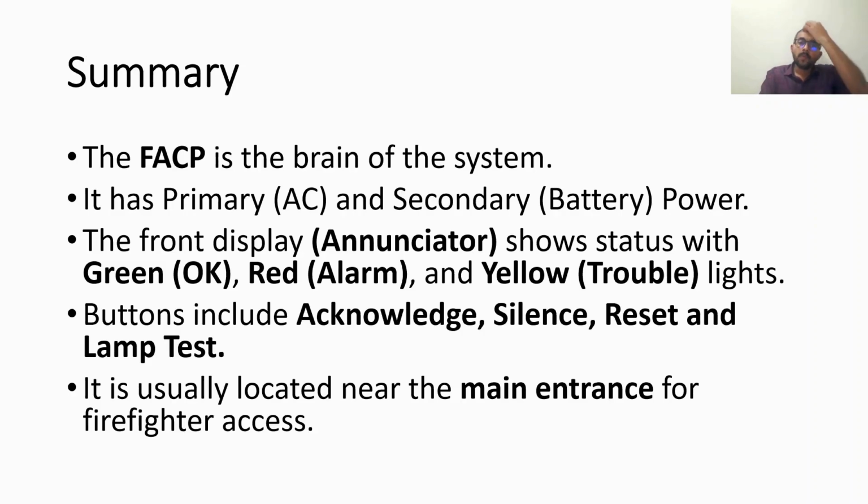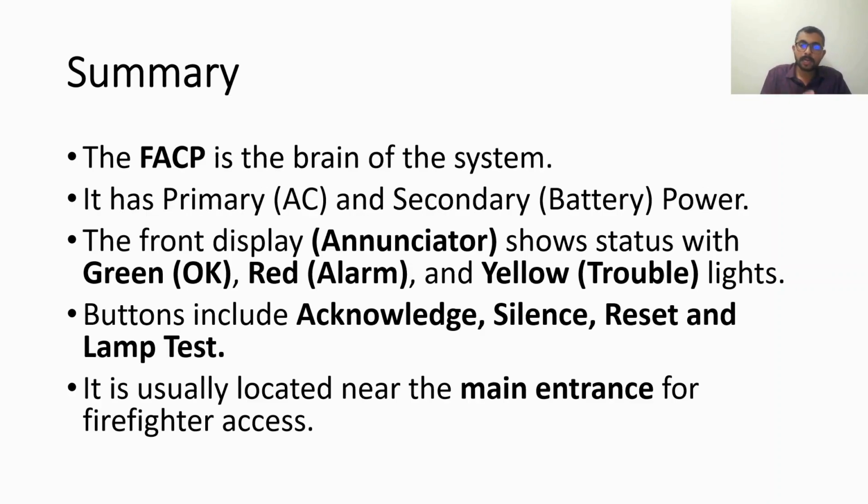So we have reached the last slide, which is a summary slide. We will just list out the main points that we have discussed. We have discussed that the fire alarm control panel is considered to be the brain of the system, or we will call it the command center of the system. It has two power supplies, the primary AC power supply, and then the secondary battery backup power supply. Then we have the annunciator, which we have discussed.